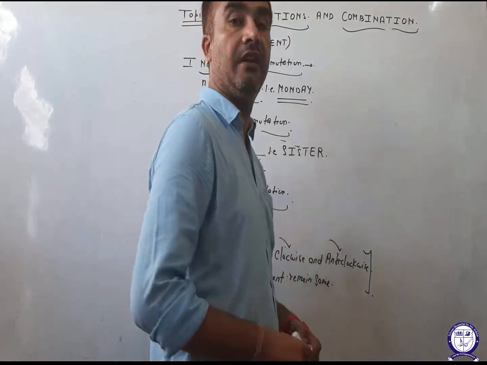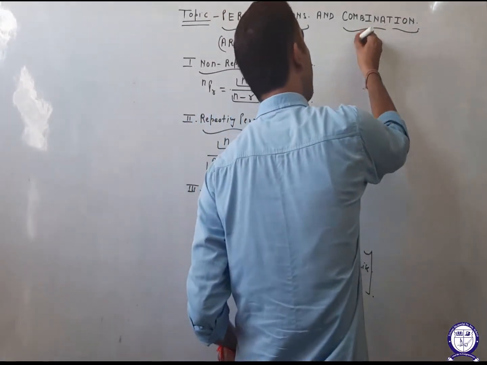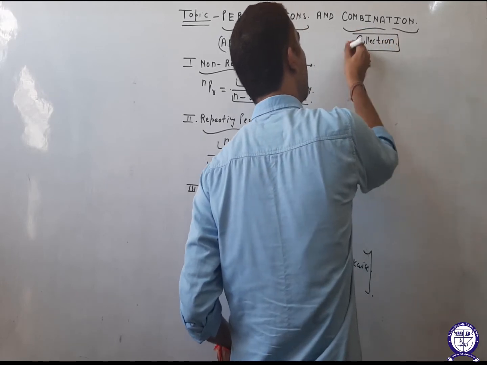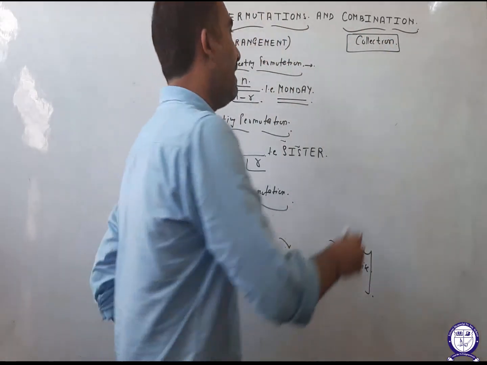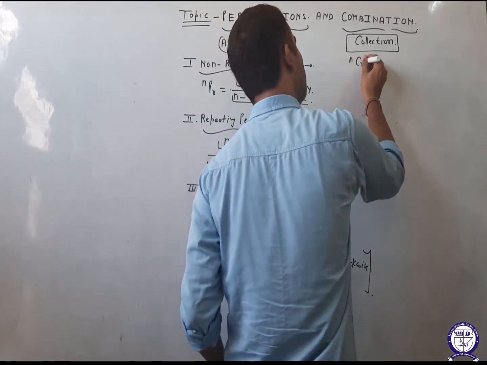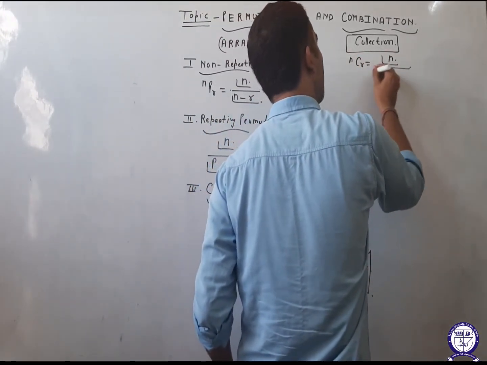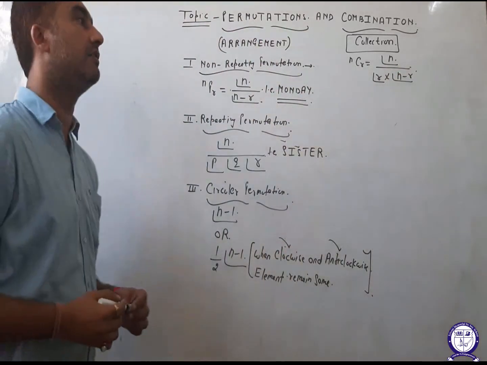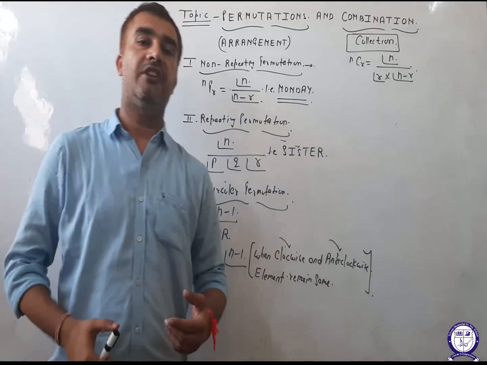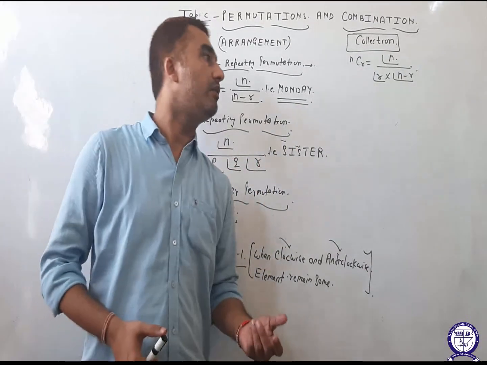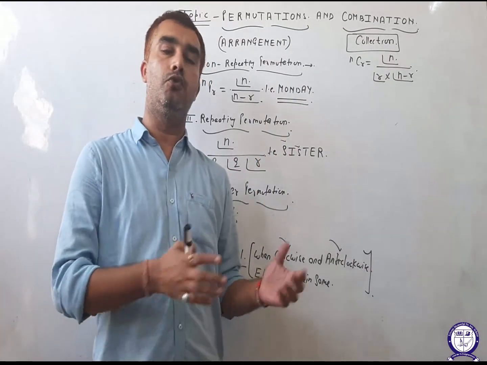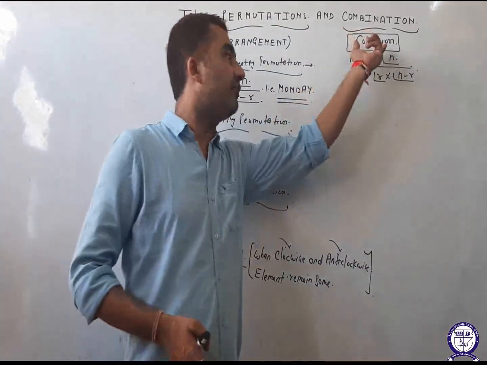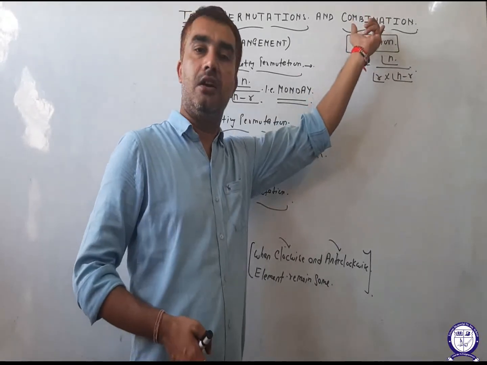Here is combination. Combination means simply collection. The formula is nCr, that is factorial n upon factorial r into factorial n minus r. Collection, like a team. A team means a collection of players. A straight line means a collection of 2 points. A triangle is a collection of 3 points. That is collection, selection, and that means a combination.